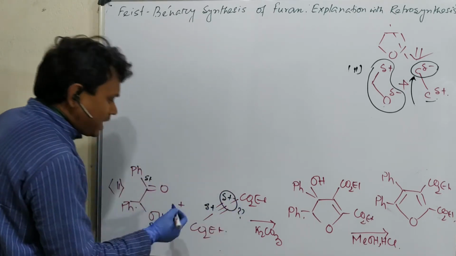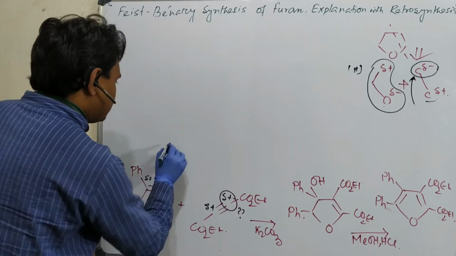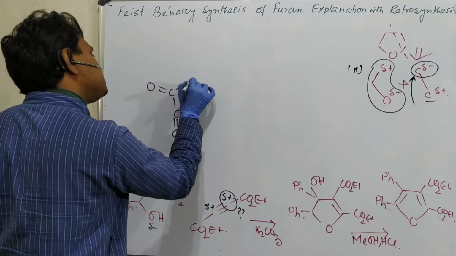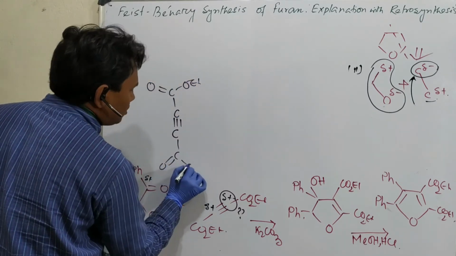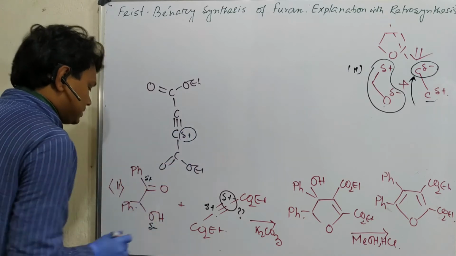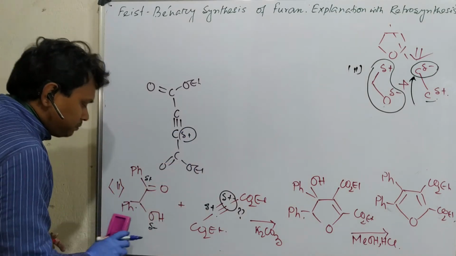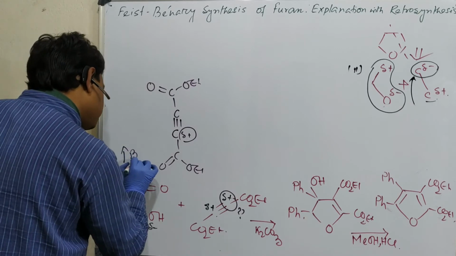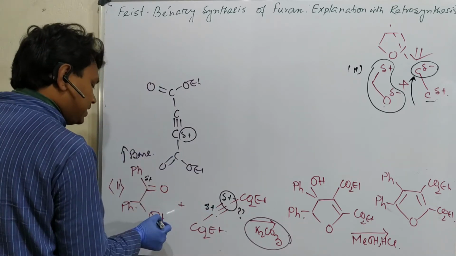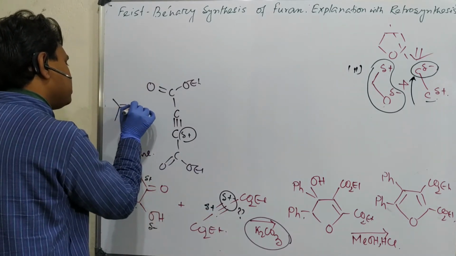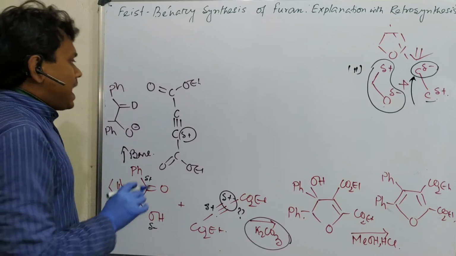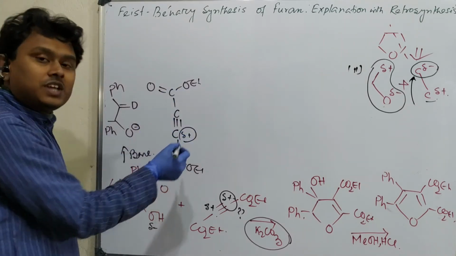Question: what happens if you do the reaction? Let me draw it again. This is OEt, this is OEt. So this part is fixed. Now the question is another one. In the presence of base, what is expected? In the presence of a weak base like K2CO3, potassium carbonate, it will generate only the alkoxide. So double bond O, Ph, O minus. Fine.